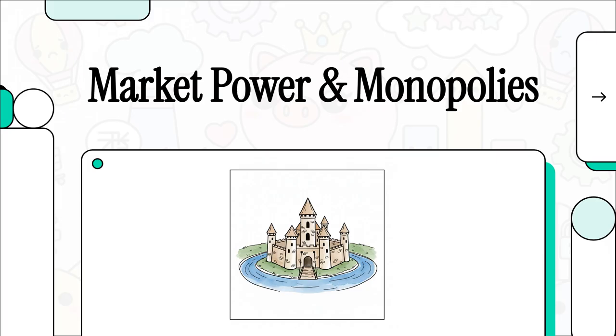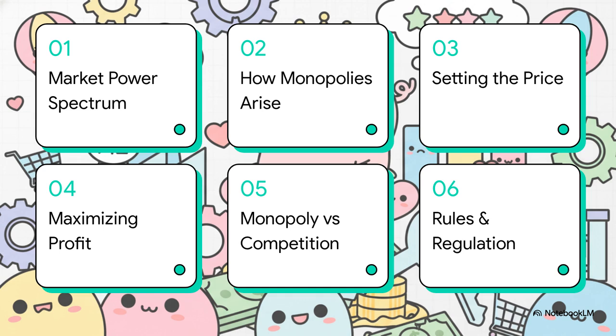Let's get into it. Okay, here's our roadmap for today. 1, the market power spectrum. 2, how monopolies arise. 3, setting the price. 4, maximizing monopoly profit. 5, monopoly versus competition. And finally, 6, discrimination and regulation.